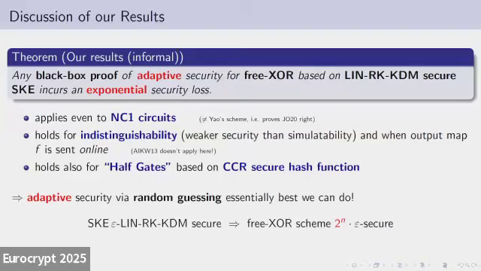So what does this mean? This basically means either we come up with completely novel non-black box techniques to prove security, or security proofs via random guessing, via complexity leveraging, is actually the best we can do, which leads to an exponential loss in the input length.